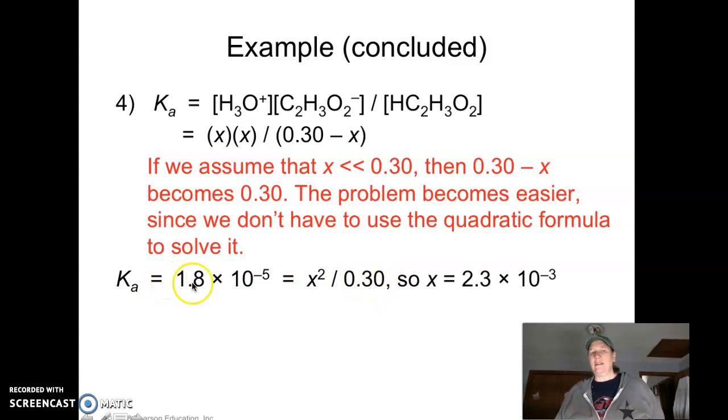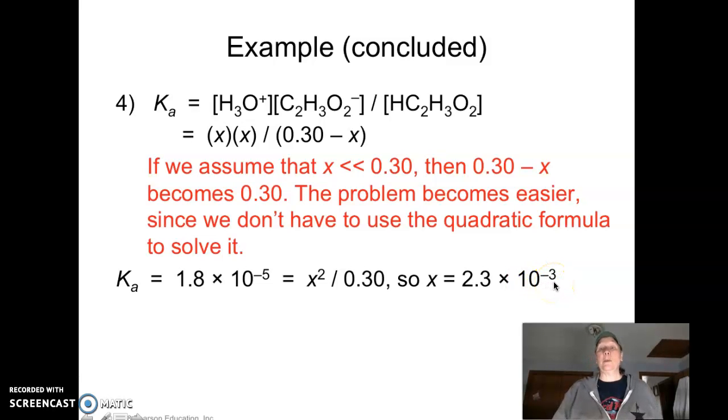So then we take this number times 0.3 equals X squared. Then take the square root of that, and you get 2.3 times 10 to the negative 3rd. Okay, so again, what I did here is I moved this over, so I took 1.8 times 10 to the negative 5th times 0.3 equals X squared. And then I took the square root of that number. That gives me 2.3 times 10 to the negative 3rd.